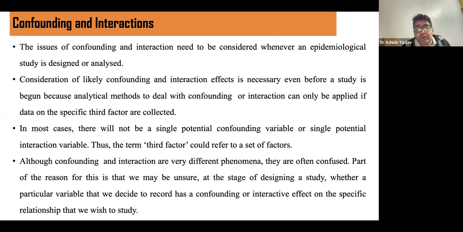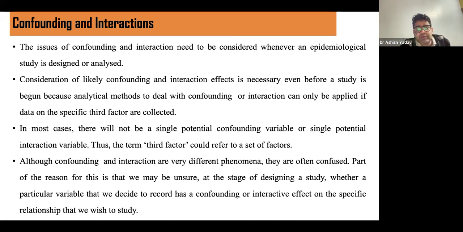But if you have not taken the data on the third factor, then you may not be able to take care of the confounding or interaction. So whenever you try to plan a study, you try to have as much information as possible on the risk factors which you are considering to be of importance. There might be certain factors which are not of your interest, but you feel that they are related to the disease. In that case, try to have that information in your questionnaire.